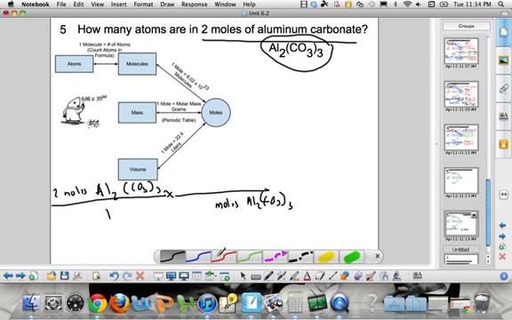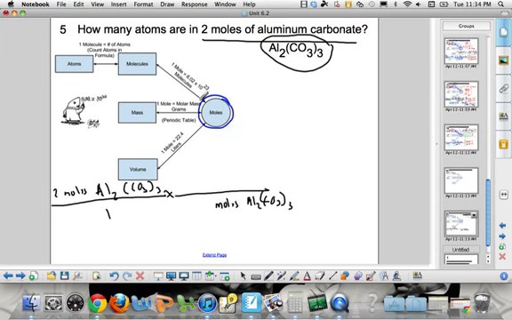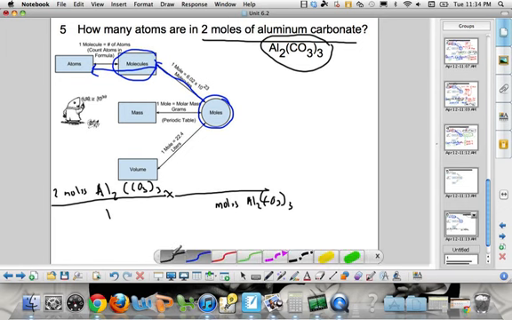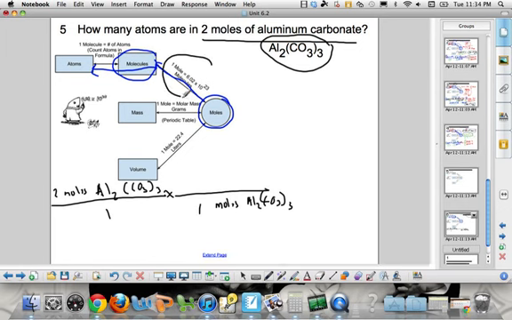Now I got to use this flowchart to help me out, because I got to get to atoms. Here I am. I'm in moles. I got to get to atoms. So my first step, however, is to stop at molecules. And once I've gone from molecules, then I can get to atoms. But I've got to make this conversion to molecules first. So my 1 mole is going to be converted to molecules.